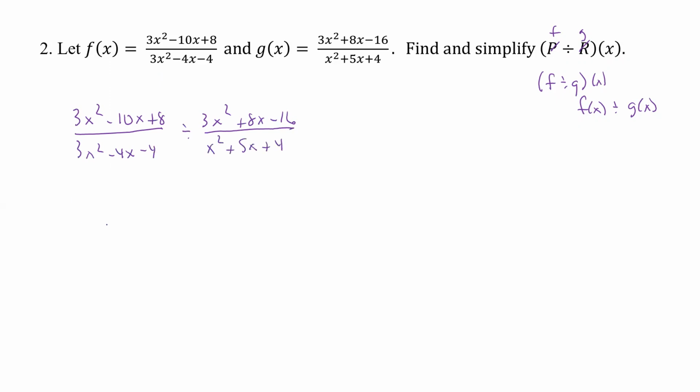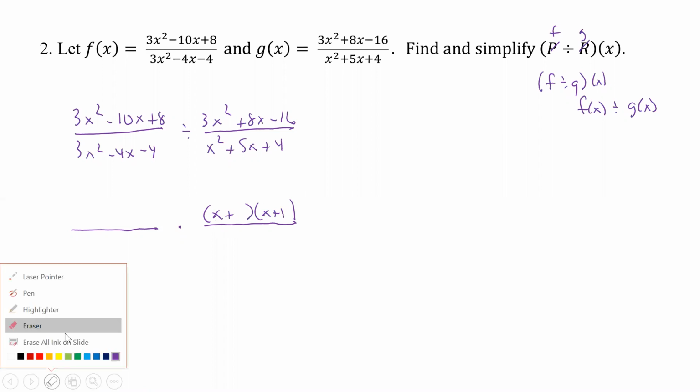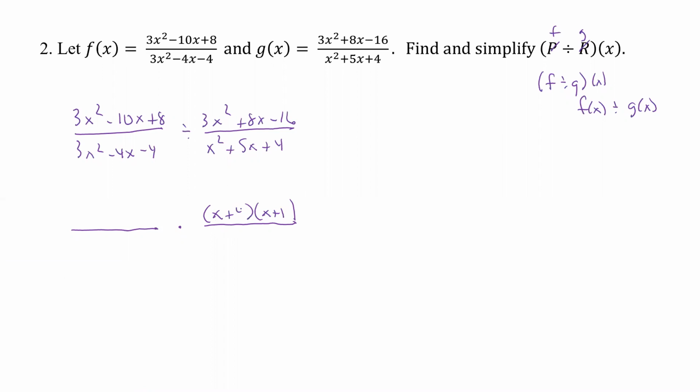All right, so when we're going to do this, we're going to have to factor all these. We change to multiply by the reciprocal. Well, that one's going to be the easiest one to factor, so I'll go ahead and do it first. That's x plus 4 and x plus 1, sorry. I saw a 5 when I was writing, and so I put a 5. So that gives me 4x plus 1x is 5x.